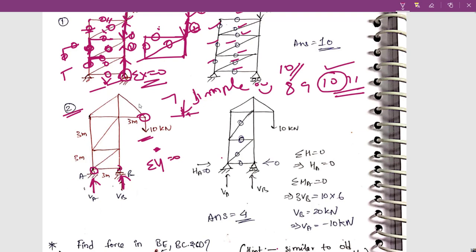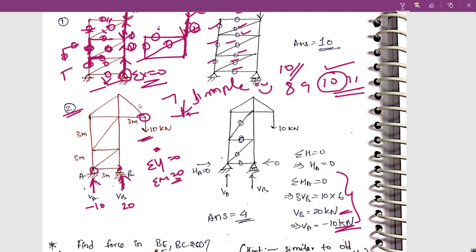So VA plus VB is equal to 10 kilonewton and sigma M is equal to 0. On solving, I have solved here. You can check. I got VB is equal to 20 kilonewton and VA is equal to minus 10 kilonewton. So VA was minus 10 and VB is plus 20. Okay. Downward load is 10, right? So it is also minus 10. So balanced. 20, 20 balanced.